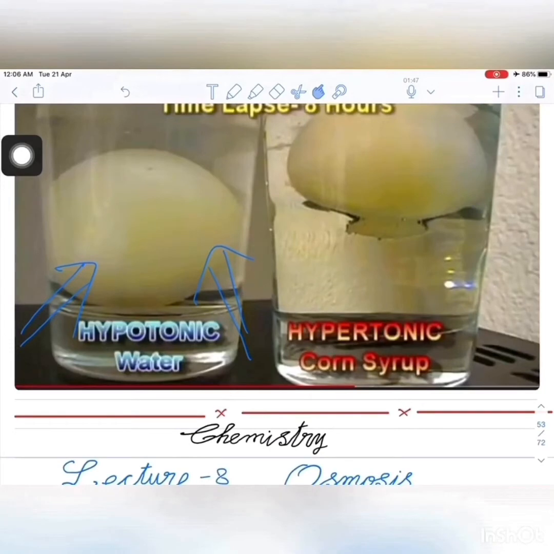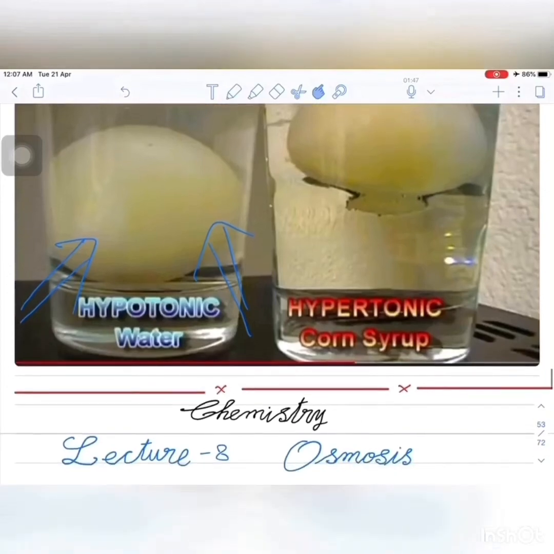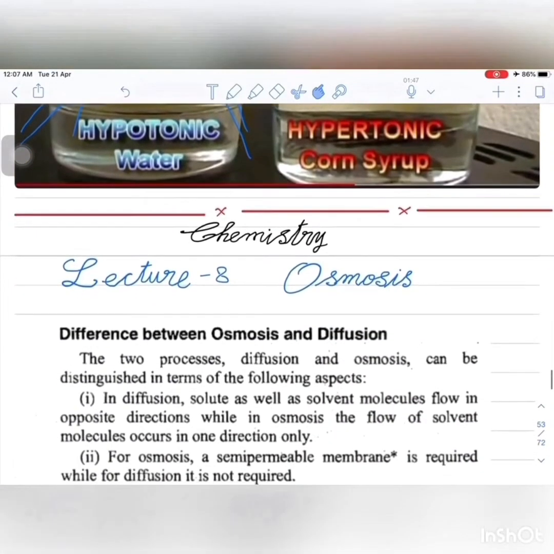In last lecture, we learned osmosis, where we learned that if we remove cover of egg and place in water, it swell up, while if we place it in corn syrup, it shrink down. This process is known as osmosis. Now we continue osmosis.